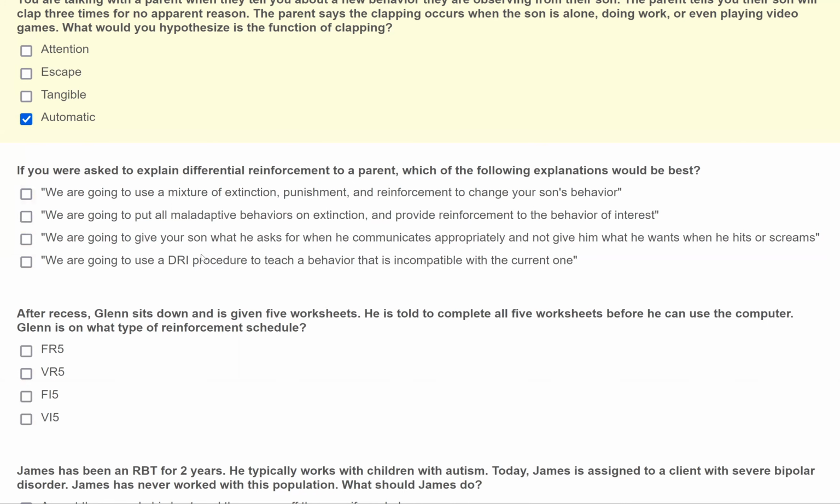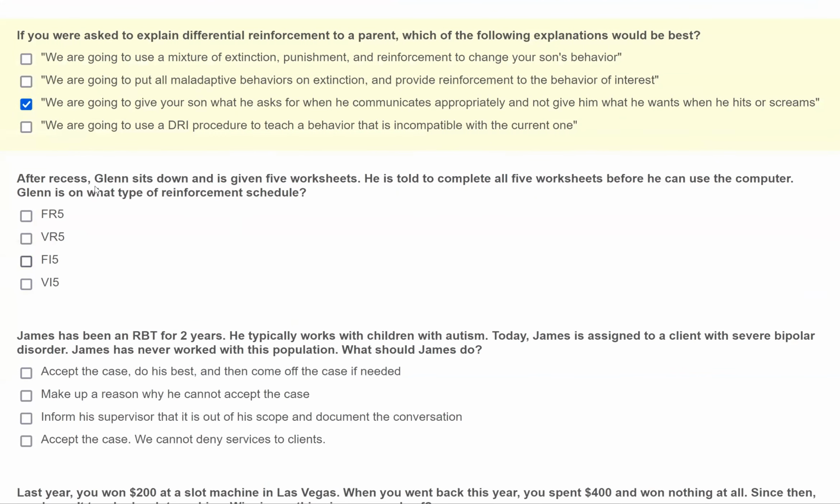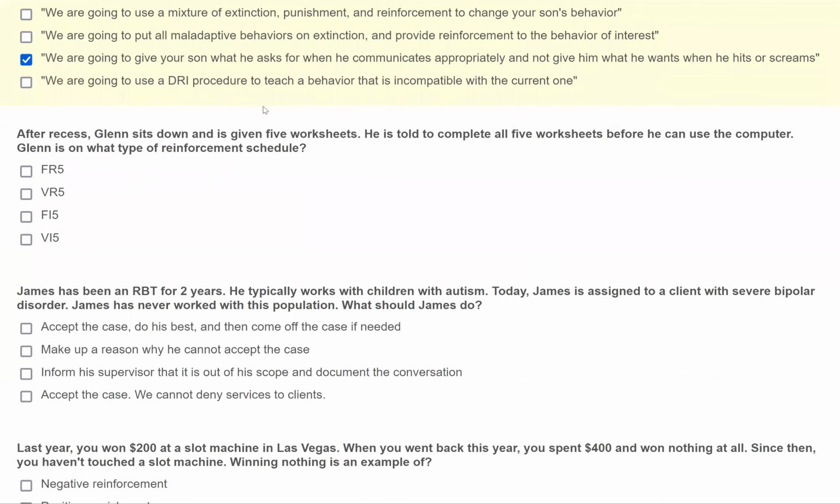What about D? We are going to use a DRI procedure to teach a behavior that is incompatible with the current one. Very confusing if you don't know what DRI is. Very confusing. What do you mean incompatible? Why would we do that? D is very, very technical. It goes into the weeds too much. C is the perfect way to describe differential reinforcement. It's exactly what we're going to do, and it describes the procedure of differential reinforcement. C is our answer.